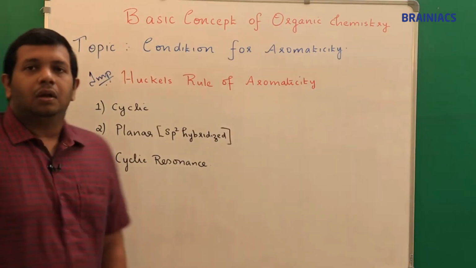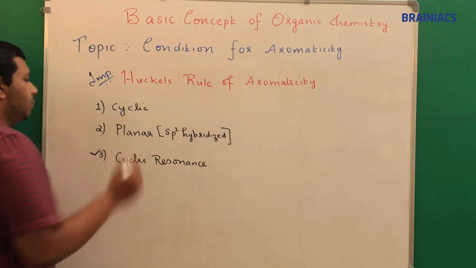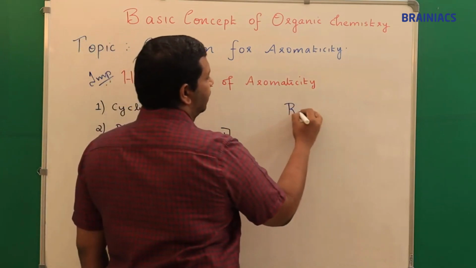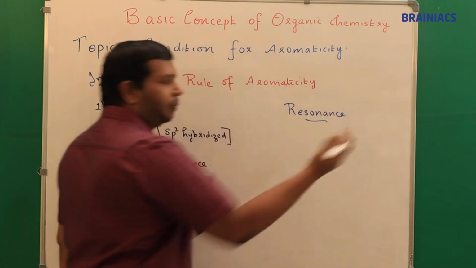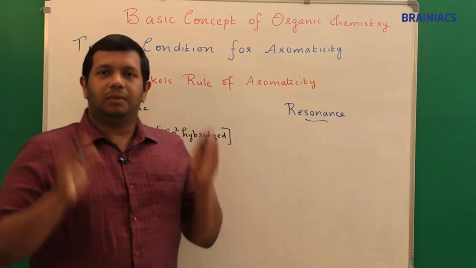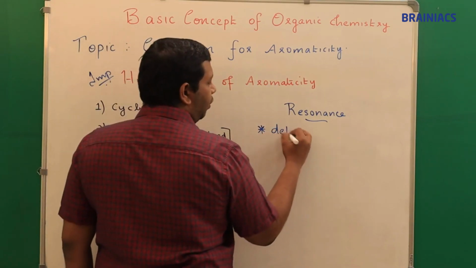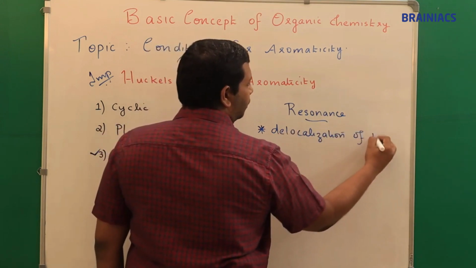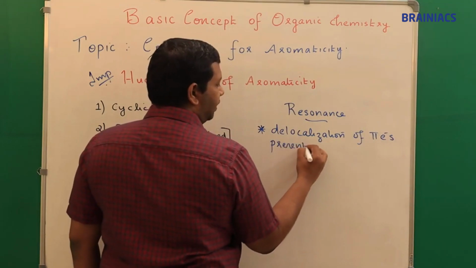Okay, listen. Next let me start explaining what is cyclic resonance. Before that, as I have told, I will explain what is resonance. This is a small detailed understanding. I will go into detail in the upcoming sections. So what is resonance? I am just telling, resonance means delocalization of pi electrons present in a pi bond.